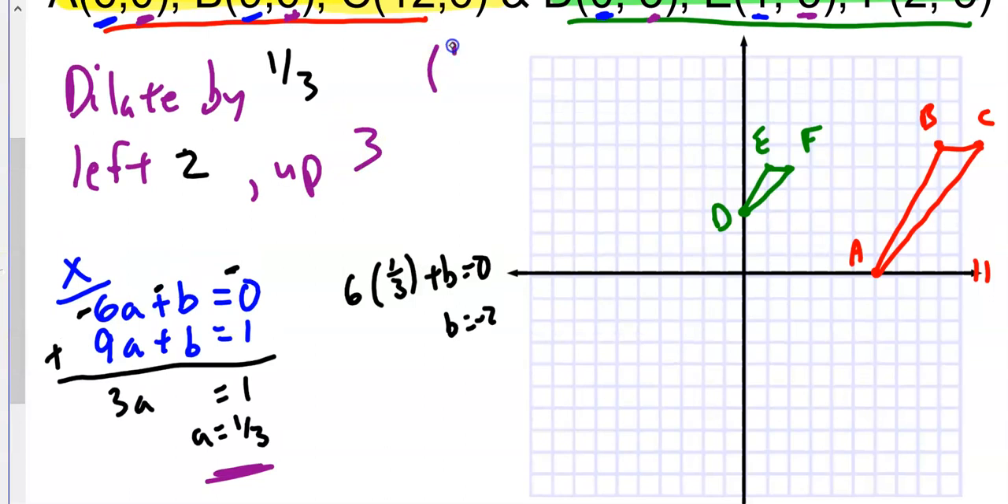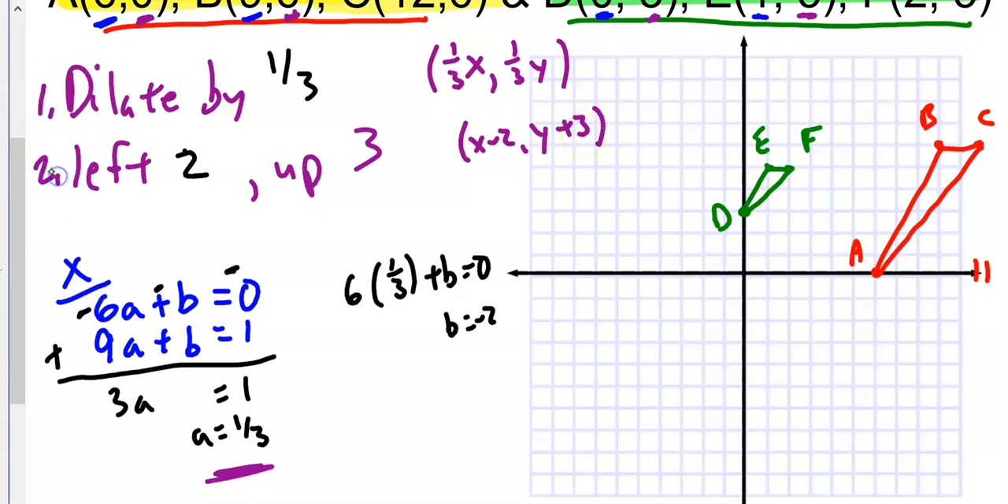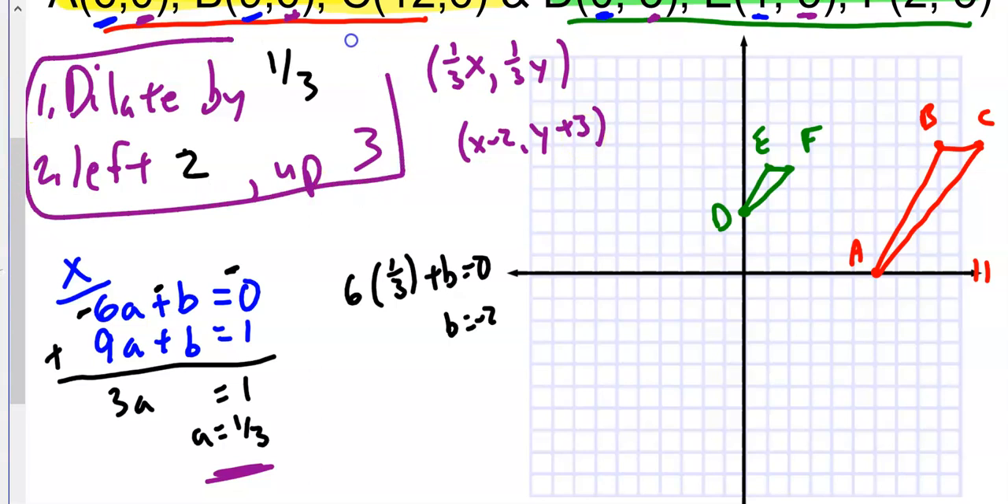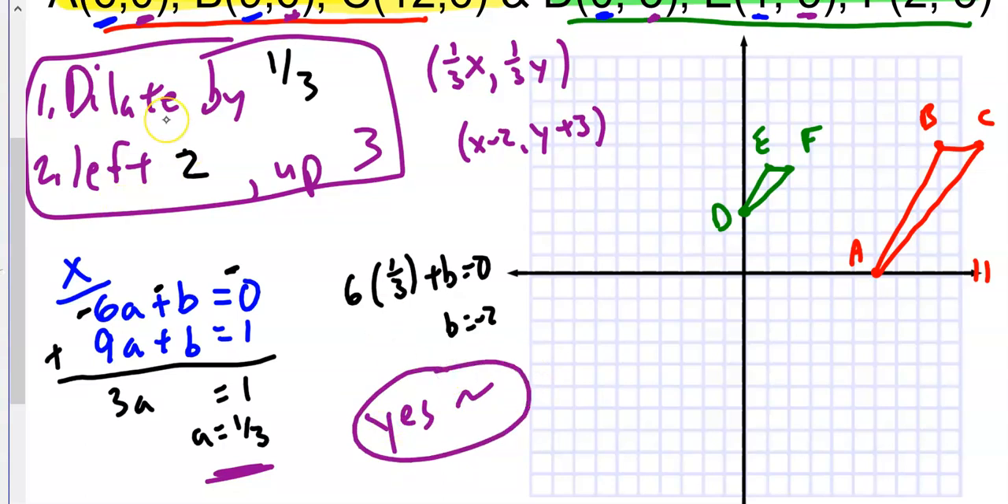So again, my dilation would be a third x, a third y. After that, I would take my x and subtract 2 and add 3 to my y. Again, step 1, step 2. So you're dilating by a third, then you're moving it left 2, up 3. Okay? So the answer to this is yes. They are similar. And here's your reasoning, your rationale. Dilation of a third, left 2, up 3.